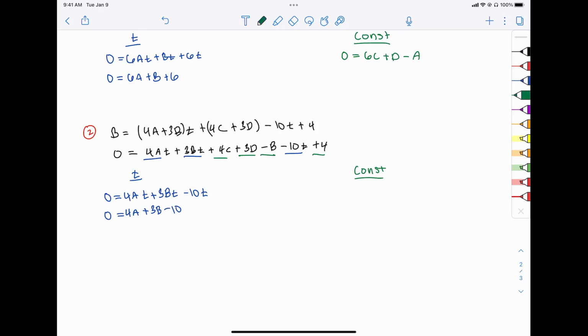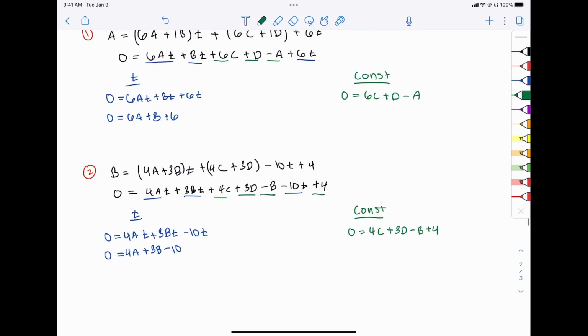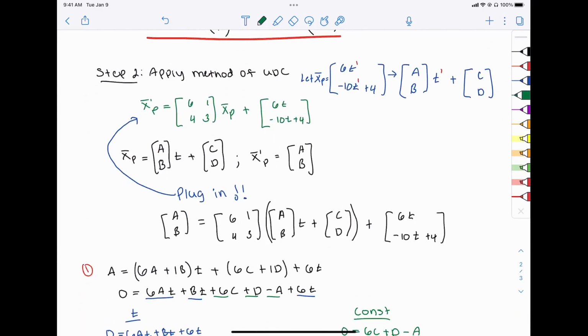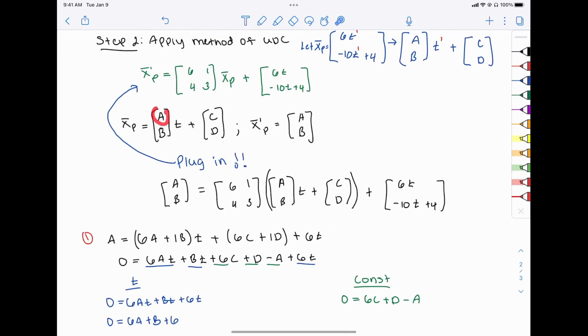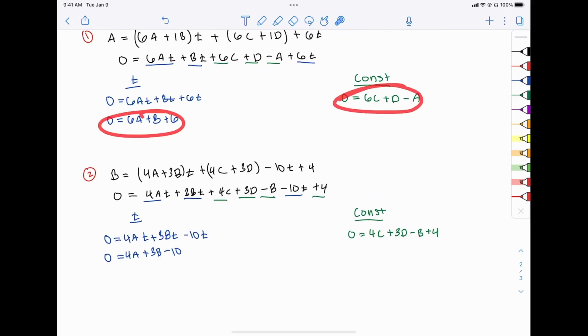Great. Now let's look at our constant terms. Well, we'll get 0 equals 4c plus 3d minus b plus 4. Okay, now all we need to do, and you notice it worked out the way that we wanted it to, we have 4 unknowns and 4 equations. And that's nice.